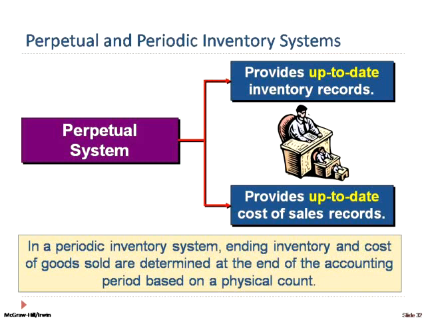In a periodic inventory system, ending inventory and cost of goods sold are determined at the end of the accounting period based on a physical count. Cost of goods sold is calculated using the cost of goods sold equation.